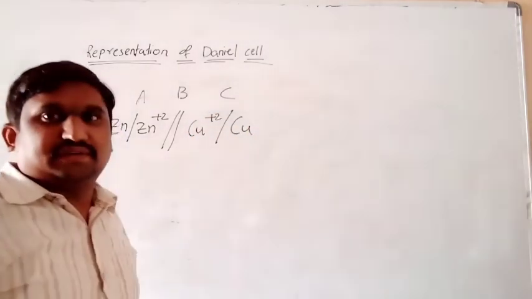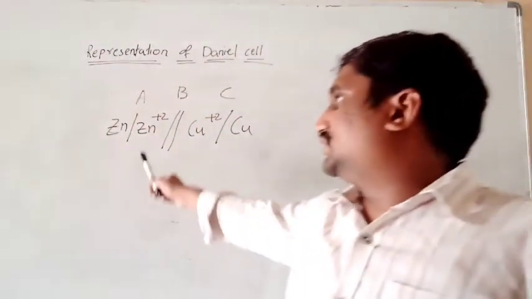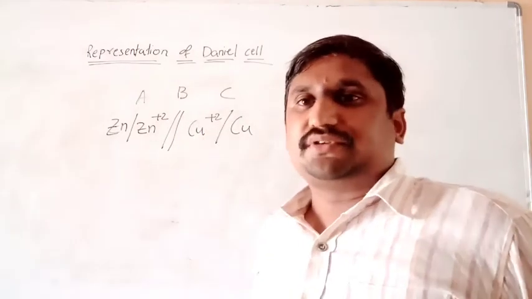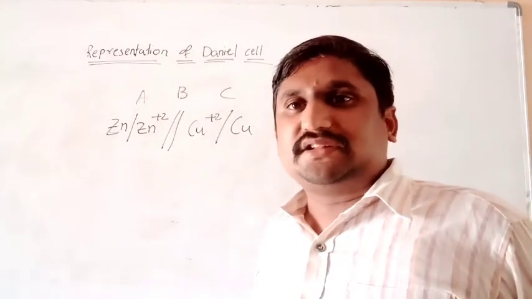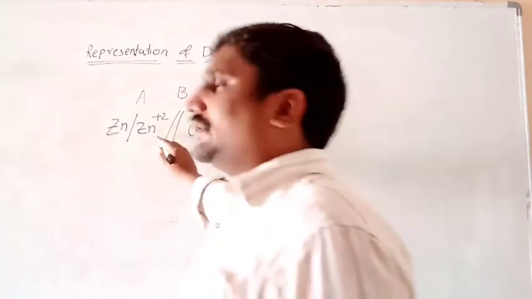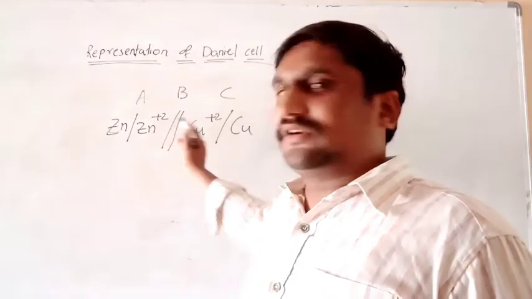It is the representation of the Daniell cell: Zn bar Zn plus 2, double vertical line, Cu plus 2 bar Cu. This is the Daniell cell representation we are getting. If you know the concentration of the electrolyte ions here, we can also mention that.